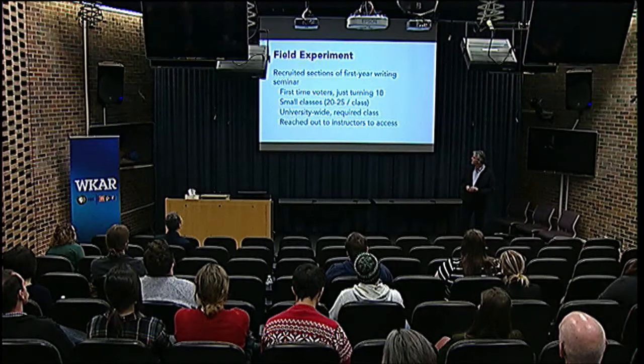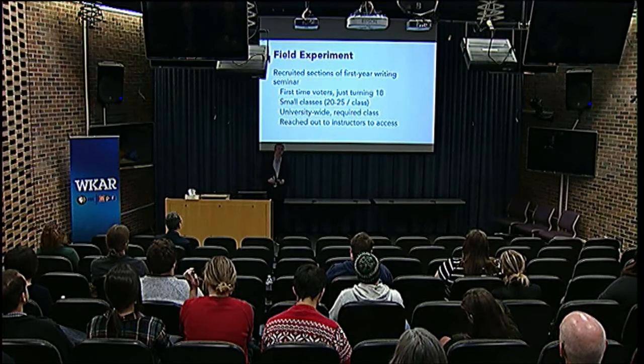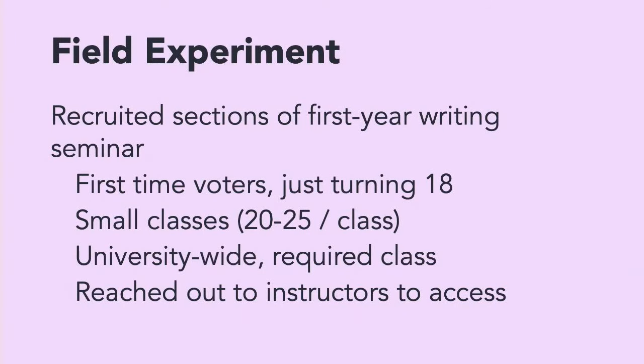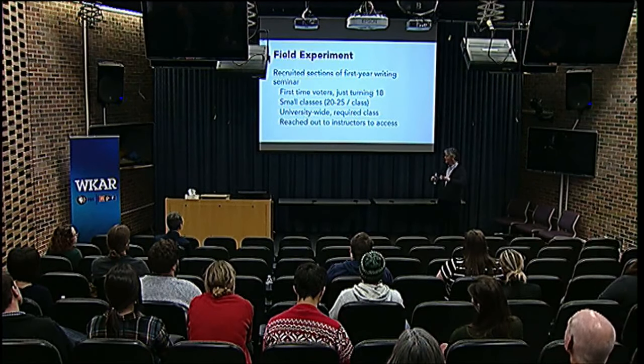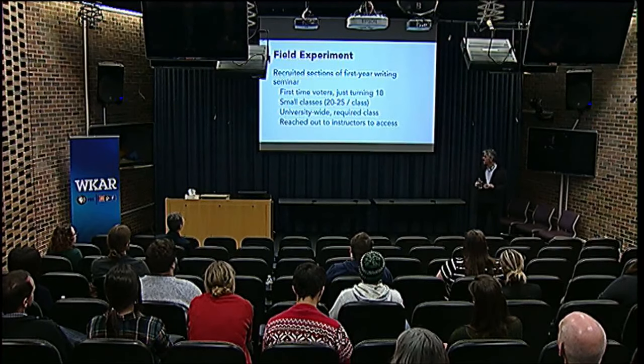Okay. So we set up a field experiment, and we're going to take a look at sections of the first year writing class. We reached out to instructors of this first year writing class that's required of all first year students. There are a large number of sections, 20 to 25 students each. They're first year students, so most of them are about 18 to 20 years old. Most of them have not voted in the past. And this is a university required class, so we were able to get a large sample and pretty large coverage of a sample that's representative of MSU students, or first year students anyway.